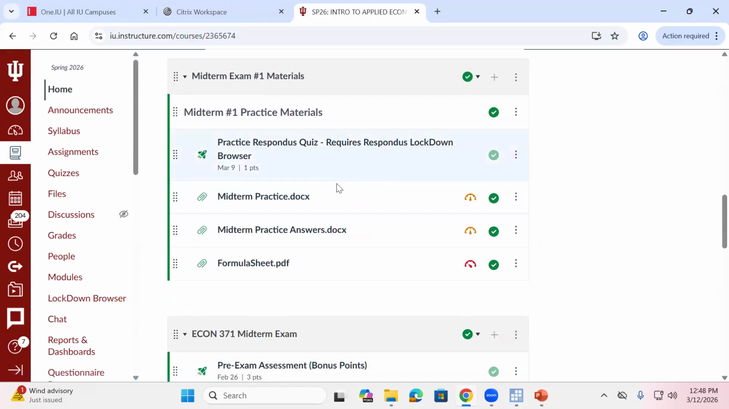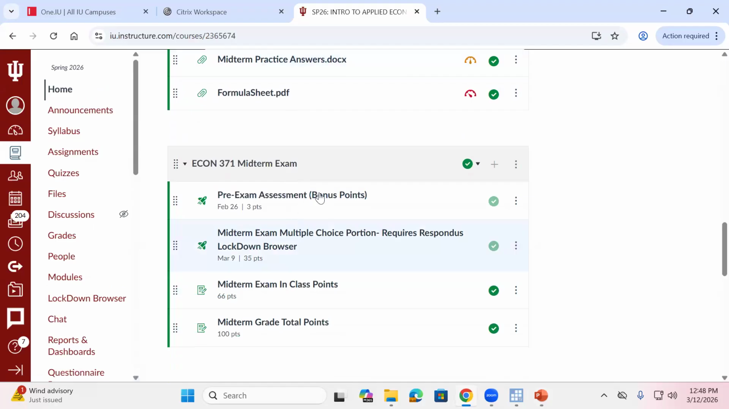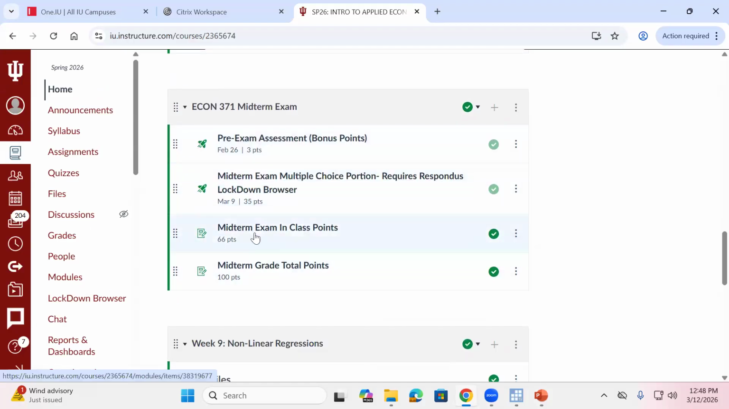If you look at Canvas, I've got all these materials up here. These are the practice exams. If you come down here, I have a different category where you can see what your pre-exam assessment points were, what your take-home portion score was, what your in-class portion points were, and then I added those up and made it out of 100.